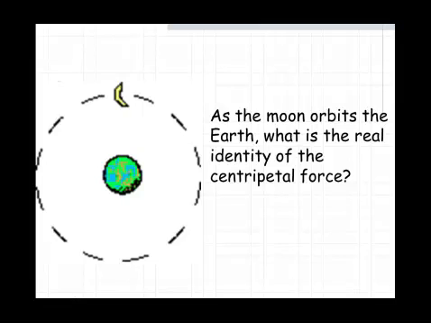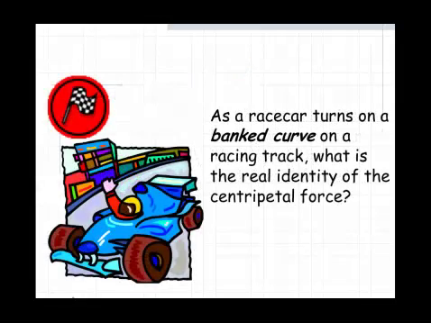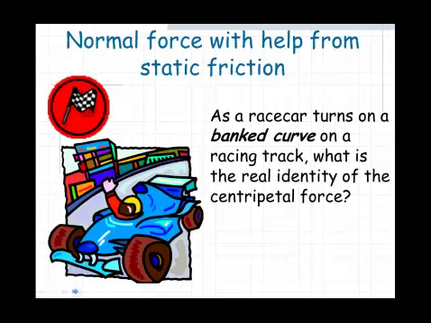As the moon orbits the Earth, what's the real identity of the centripetal force? Well, that's gravity, and that would be true for any satellite going around any other large body. As a race car turns on a banked curve on a racing track, what's the real identity of the centripetal force? Well, it's a normal force with some help from static friction.